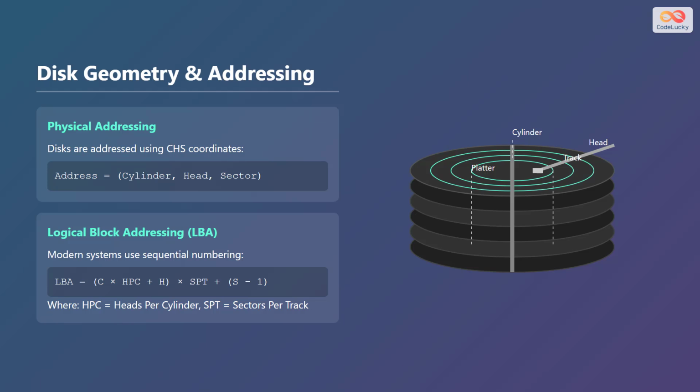Now let's discuss disk geometry and addressing. There are two main ways to address data on a disk. The first is physical addressing, which uses cylinder, head, and sector or CHS coordinates. The address is represented as cylinder, head, and sector. The second is logical block addressing or LBA. Modern systems use sequential numbering to address blocks. The LBA is calculated as cylinder times heads per cylinder plus head, all multiplied by sectors per track, plus sector minus 1. Here, HPC stands for heads per cylinder and SPT stands for sectors per track.